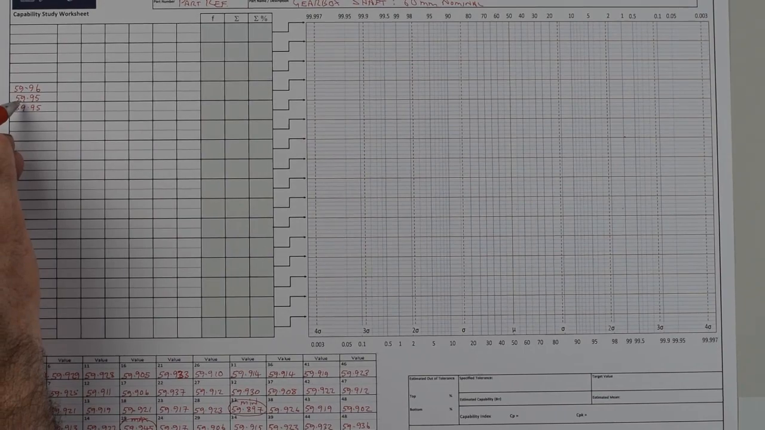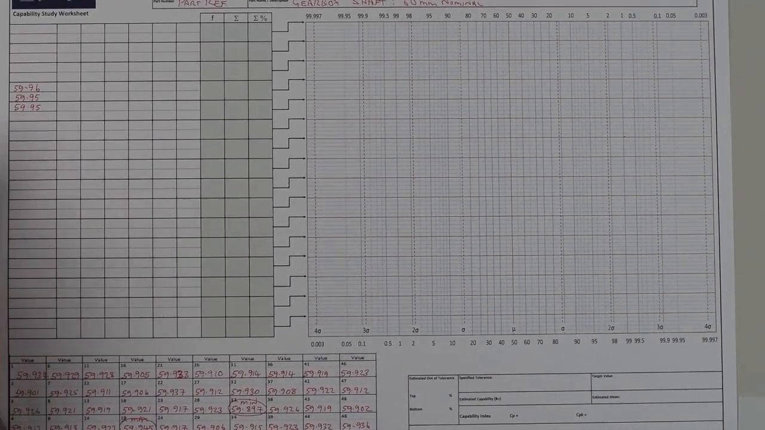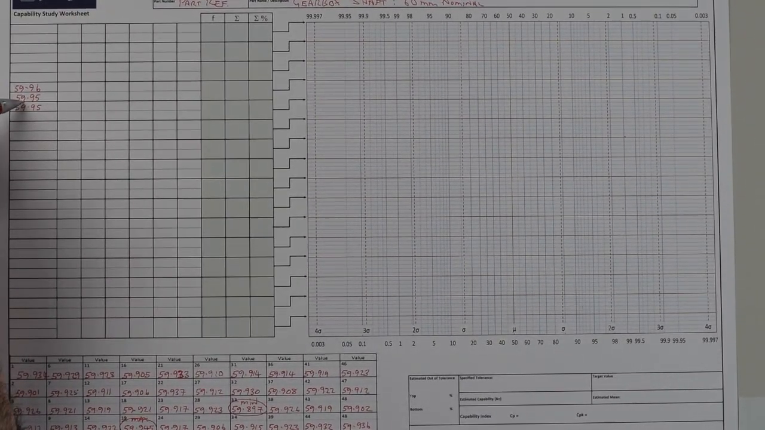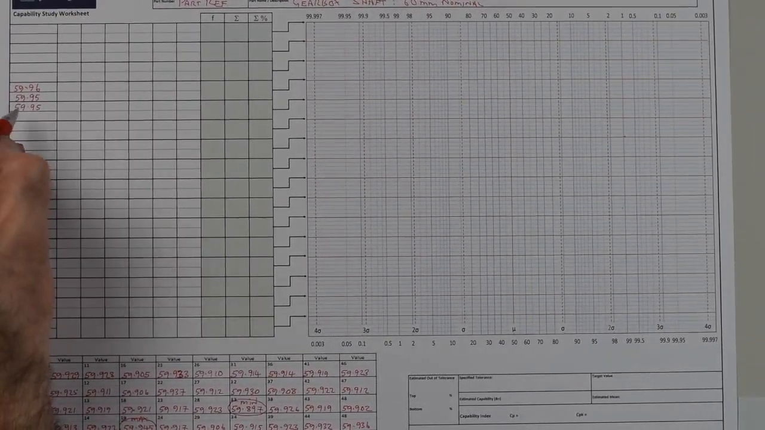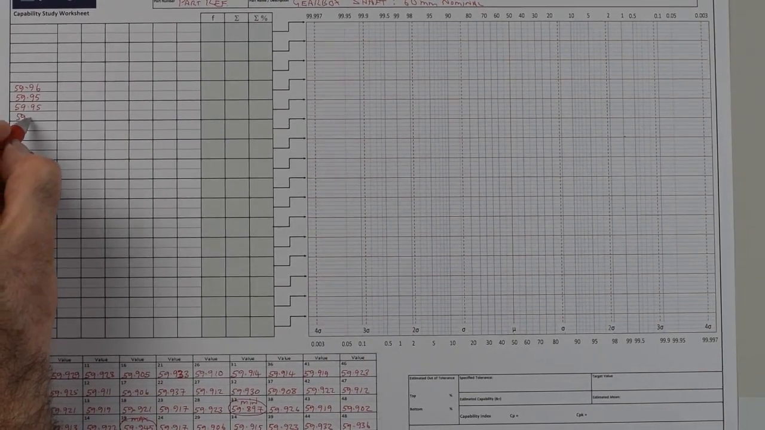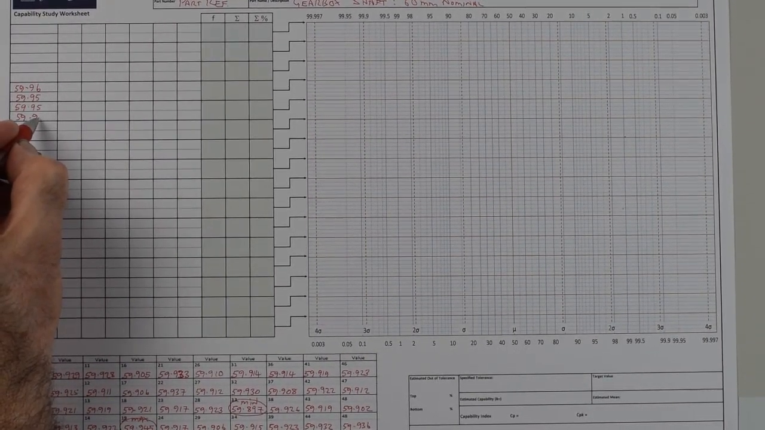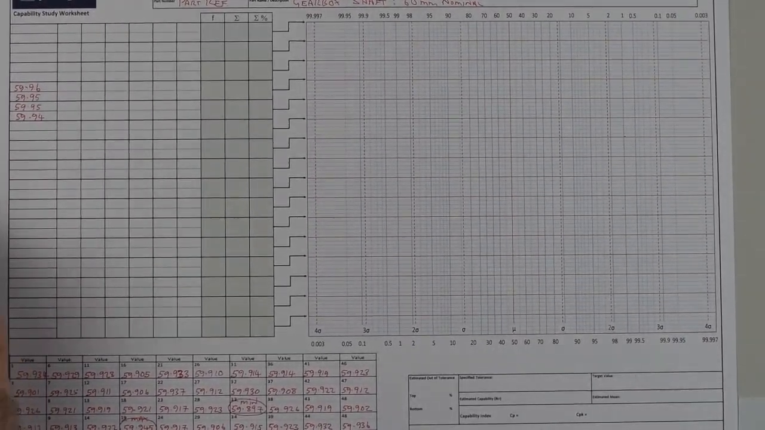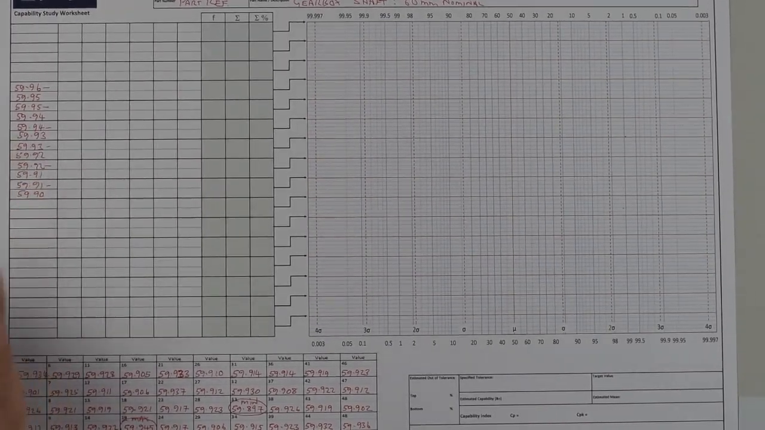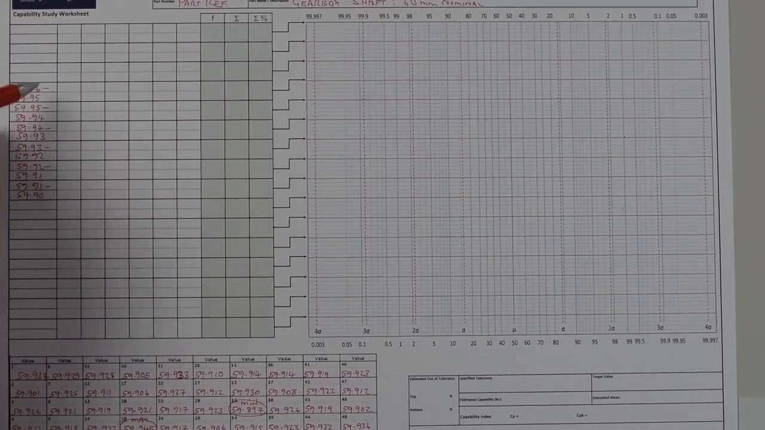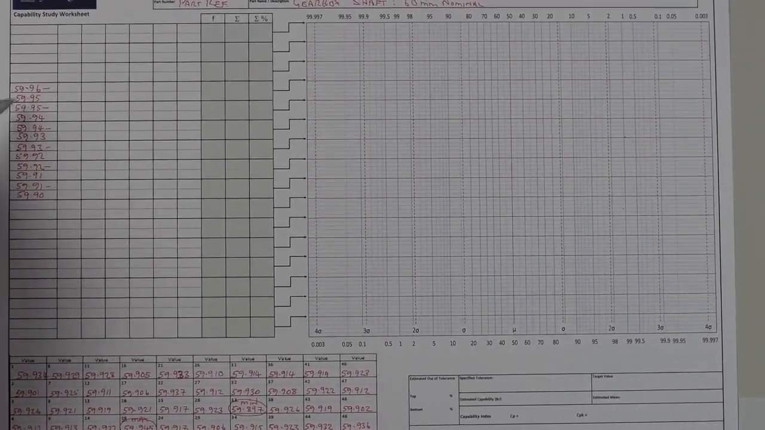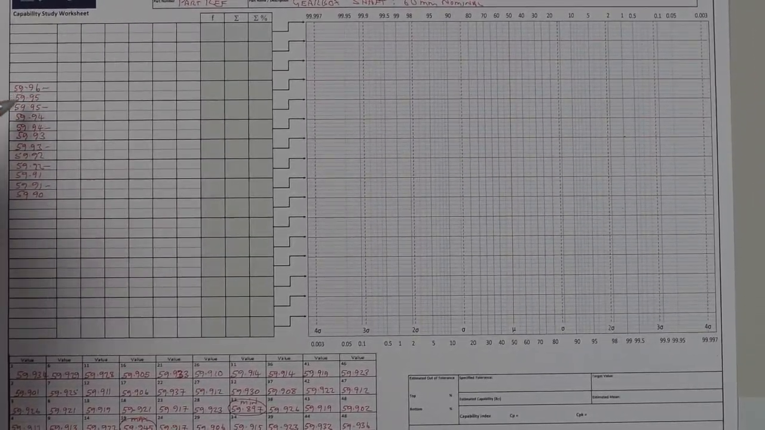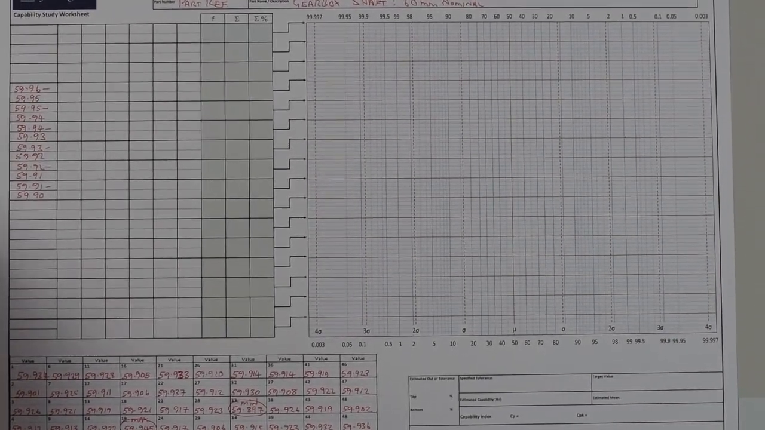Remember, the top of one histogram bin will be the same value as the bottom of the second histogram bin. So here we have 59.95 to 59.96. Here we have 59.94 until 59.95. I also find it useful to mark the interval with a small dash, 59.96 to 59.95, etc. And this makes it easier for completing the histogram figures later.